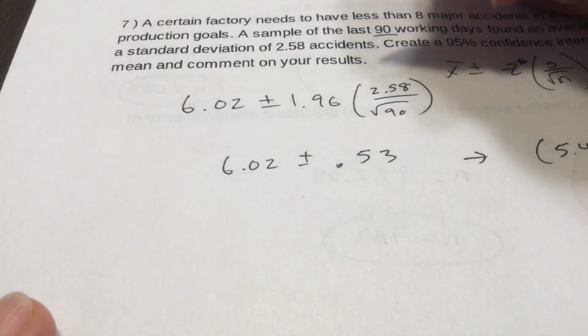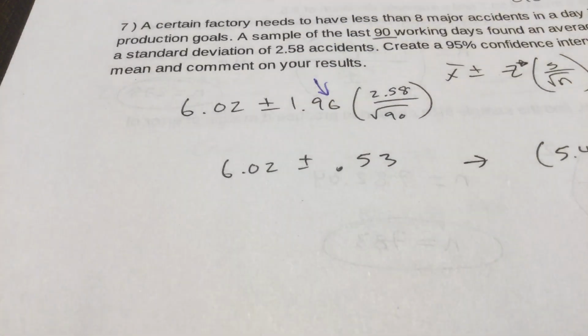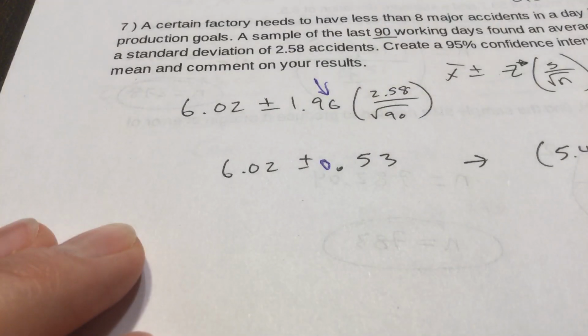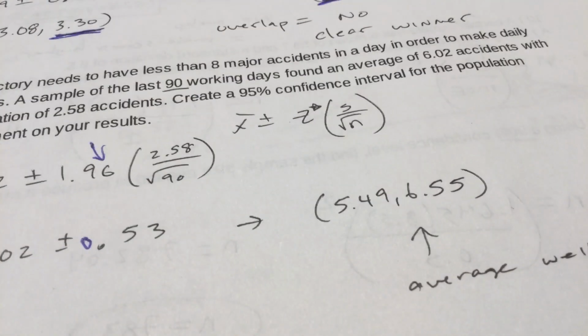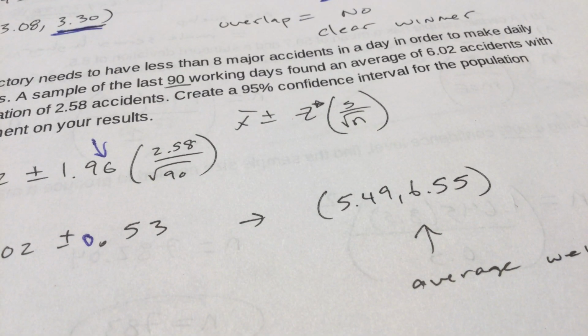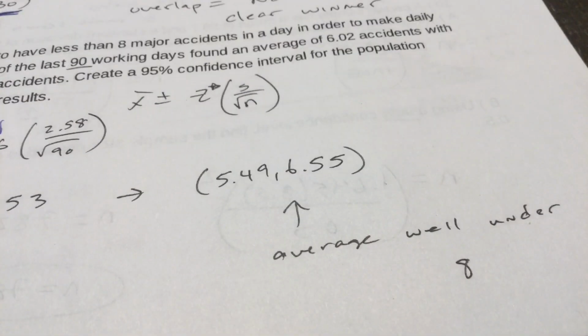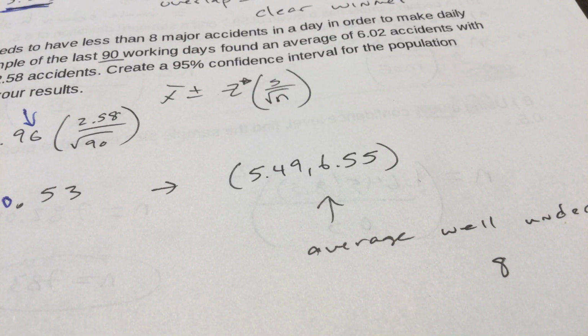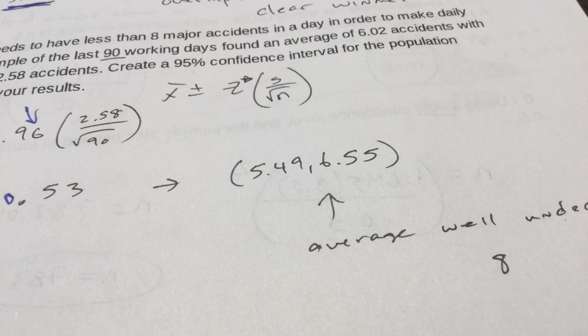All right, basically the same type as the last one. I'll allow you to use Z there, sample size 90. Okay. Your margin of error is 0.53. Add and subtract it to the sample mean, that's the formula you're using, just like the one above. Add and subtract it to 6.02. Okay, so the average is well under 8. Obviously, they're going to have days where it's over 8. If their average is 6.5, they're definitely going to have some days over. So 8 major accidents is definitely not happening daily. It's happening probably less than half the time, but I could word that question better.